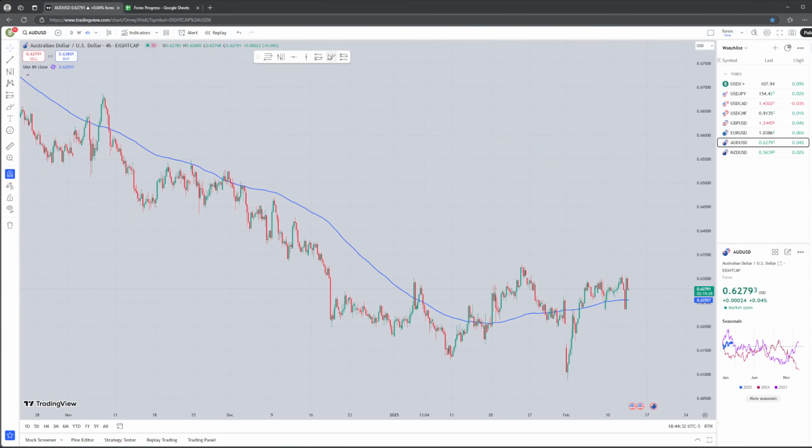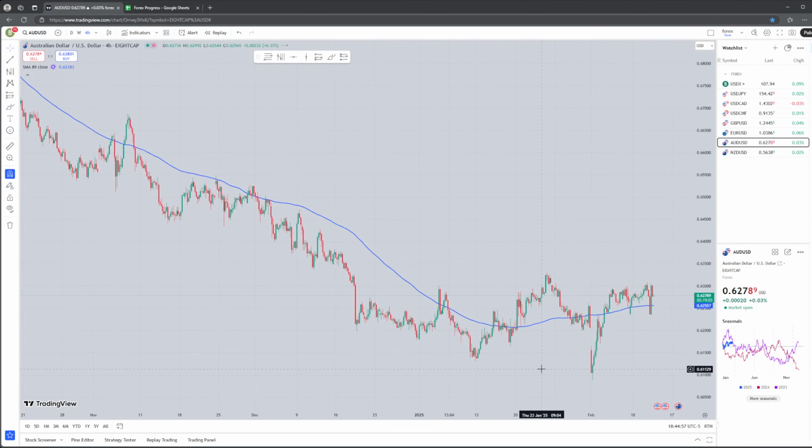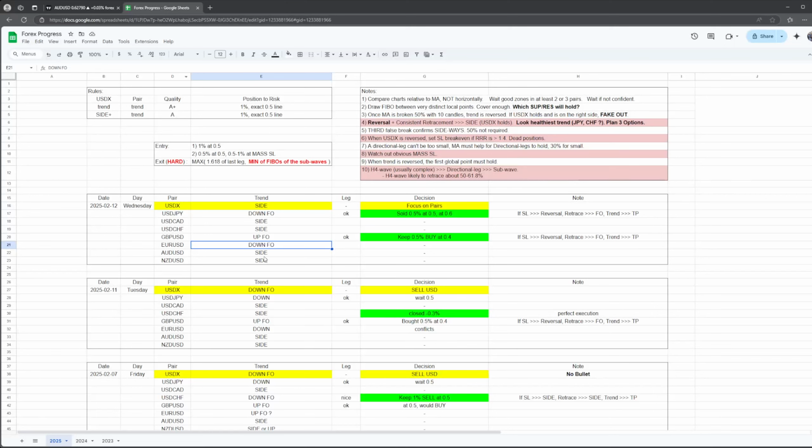Okay, Aussie. So here we have an up leg, a lot of candles above the blue moving average line, then a down leg, a lot of candles below the blue moving average line, then an up leg, a lot of candles above the blue moving average line. So the market is clearly going up and down through the blue moving average line. That is the indication of sideways action. There is no confirmation of trend here, so we will not trade Aussie. Aussie: sideways action, no trend, no trade.